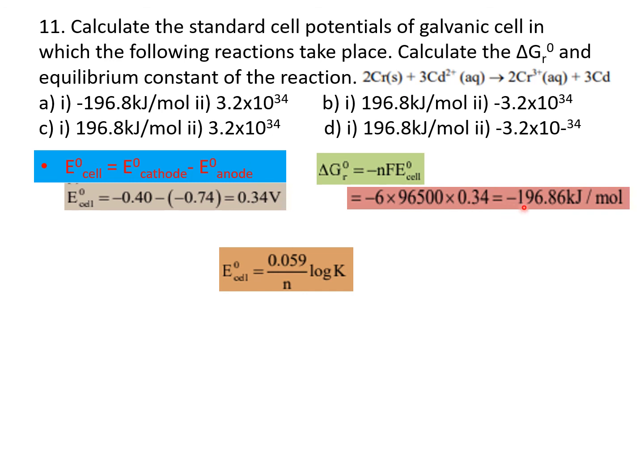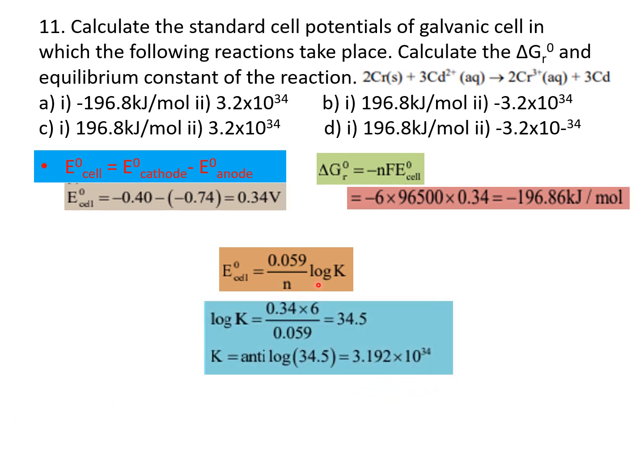which is equal to negative 196.86 kilojoule per mole. This is the value. And E naught of the cell is equal to 0.059 divided by n log K. So substitute n is equal to 6. Log K is equal to E naught of the cell 0.34 into n, which is 6, divided by 0.059, which if you calculate, you will get 34.5.